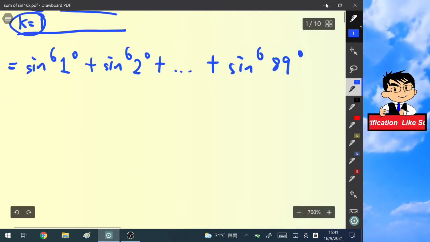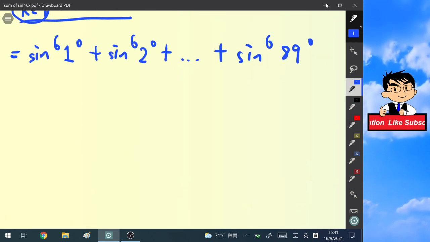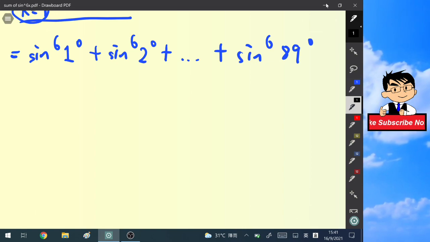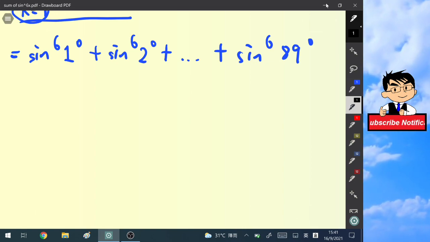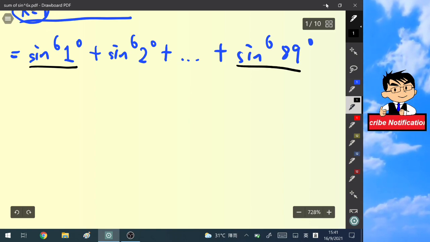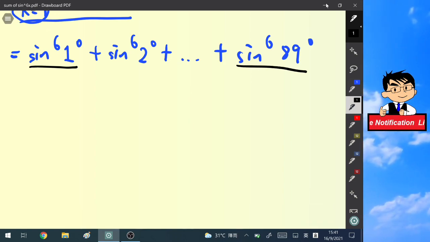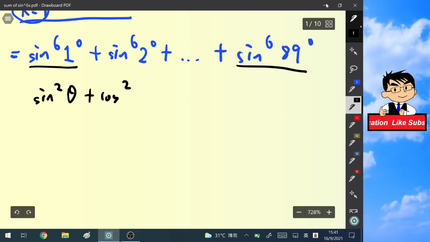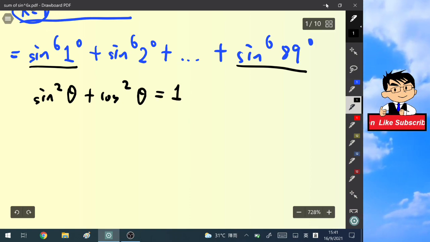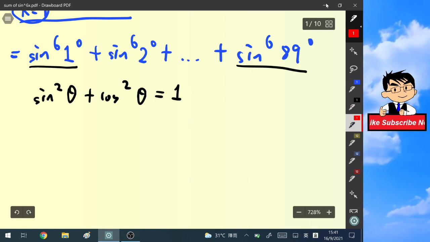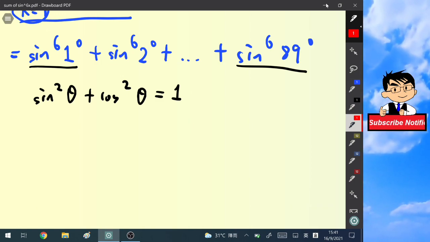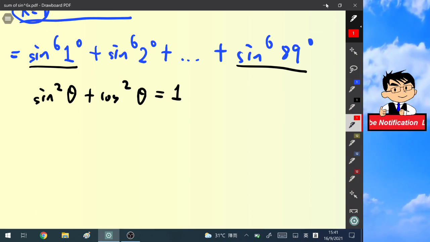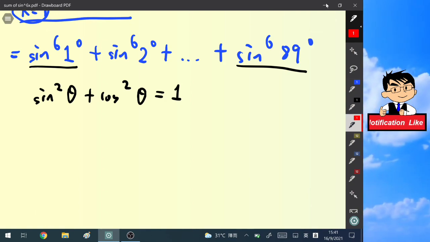Looking at this summation, it reminds me of a very nice fundamental trigonometric identity, related to the first term and the last term. Remember, we have a very famous trig identity: sine square theta plus cosine square theta is equal to 1. Although the power is different, we can still try to manipulate the expression into the power of 2, the square, so that we can simplify it.